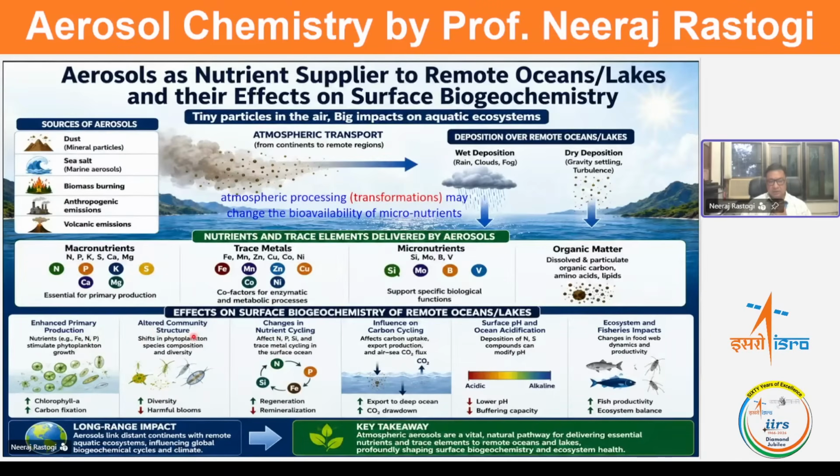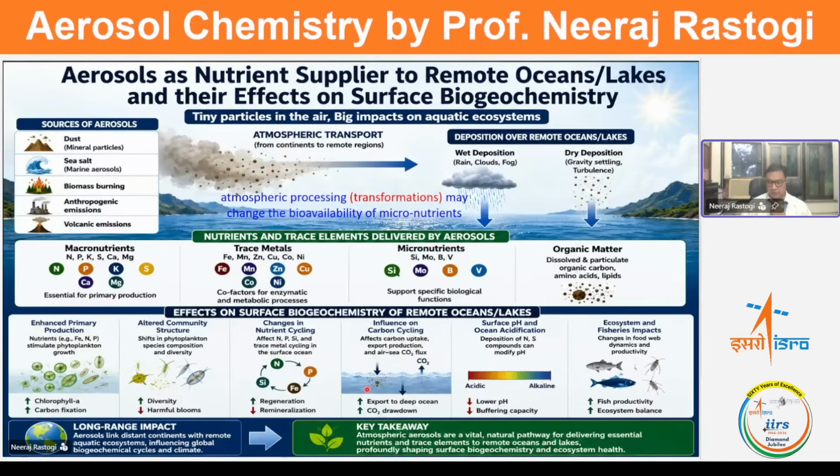It can alter the community structure, with a shift in phytoplankton species composition and diversity. There can be changes in the nutrient cycle, like nitrogen, phosphorus, silicon, and trace metal cycling in the surface ocean, which can increase regeneration or demineralization and influence the carbon cycle. During the process, phytoplankton need carbon dioxide, which they take from the atmosphere. So in a way, phytoplankton formation is removing CO2 from the atmosphere, and as you may know, the ocean is a major sink for carbon dioxide from the atmosphere.